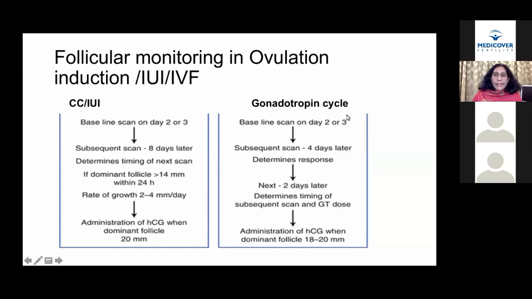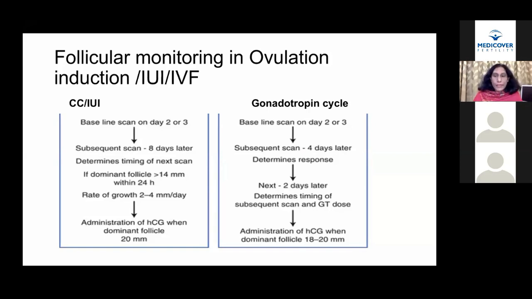The next level is gonadotropins. That means we are giving hormonal injections. Now, this is normally what happens when we do IVF, or in cases where the response is not good with medications like clomiphene citrate or letrozole. So with injections, we monitor them more closely.